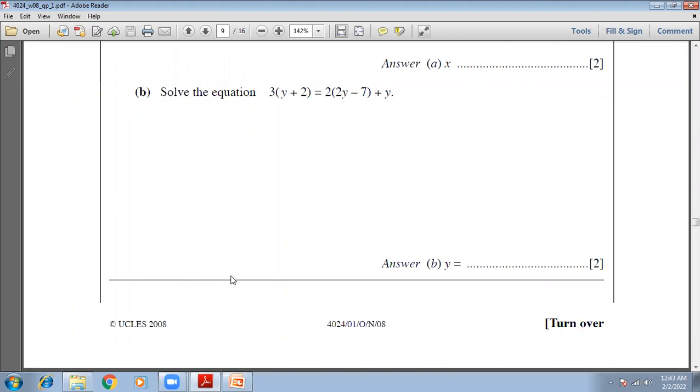And then we have question number 16, and its B part. He says, solve the equation. So we have 3 bracket y plus 2 bracket close equals to 2 bracket 2y minus 7 bracket close plus y. So it's very simple. You have to solve this. Just open these brackets, and we will rearrange them.